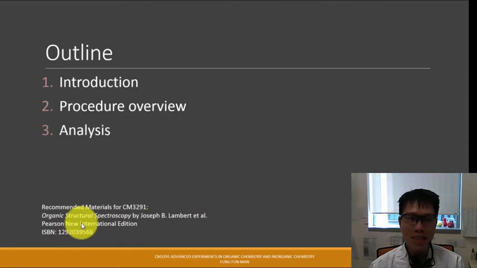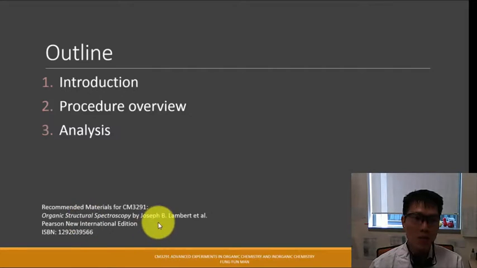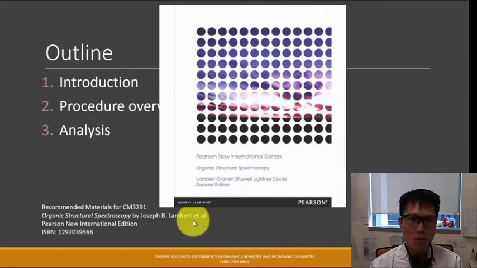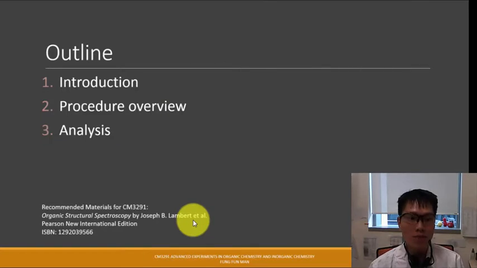And you notice here I give you this recommended text for CM3291, especially for this particular experiment. I think it's very important for you to do some little research on organic spectroscopy. This book by Joseph B. Lambert and the rest is a very new book, come out in 2012, really useful. It's better for you to read up. If you have time, please go ahead and learn.